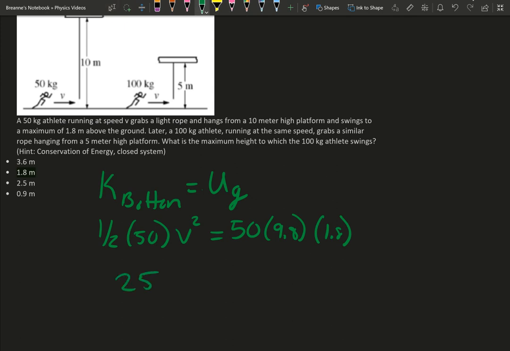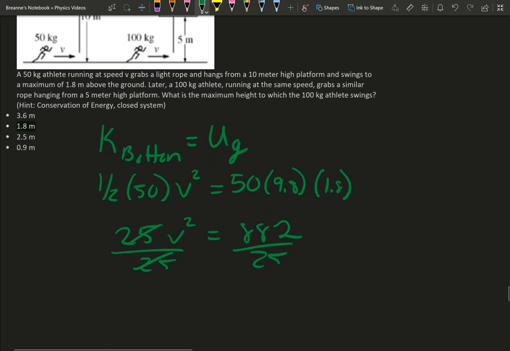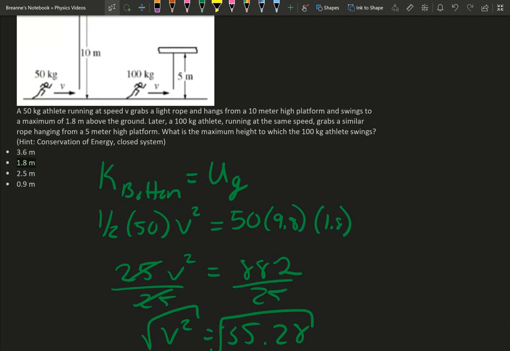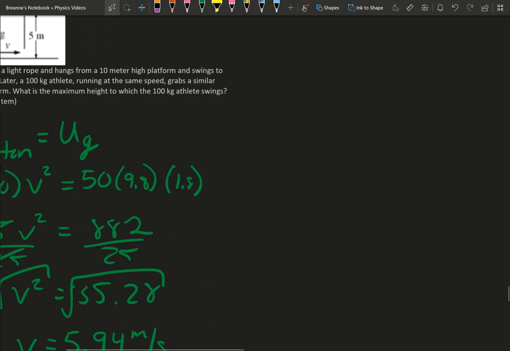So you just simplify, so you get 2.5v squared equals 88, divide. So you get v squared equals 35.28. Take the square root. So square root your answer, and you get your velocity, 5.94 meters per second. Since it says it's the exact same speed, again, you can just move over and do the exact same equation.